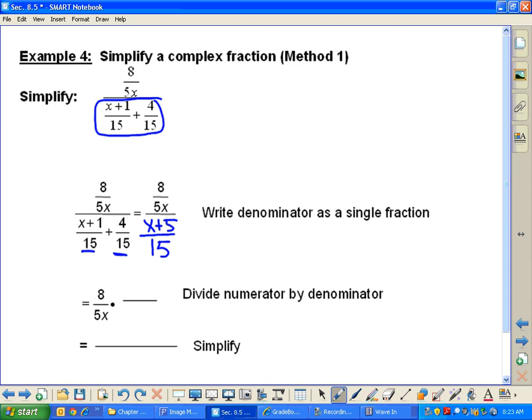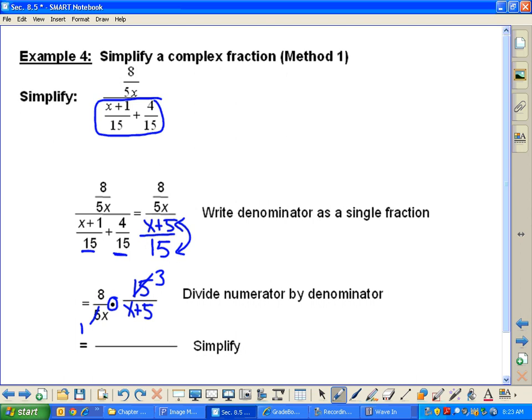And now we have division of two fractions. So throwing back to section 8.4, you might recall that we actually multiply by the reciprocal of the divisor. So you'll see that they swapped out the division for a multiplication symbol. And then the reciprocal of our divisor is going to be 15 over x plus 5. And I'm going to cross reduce my 5 and my 15.